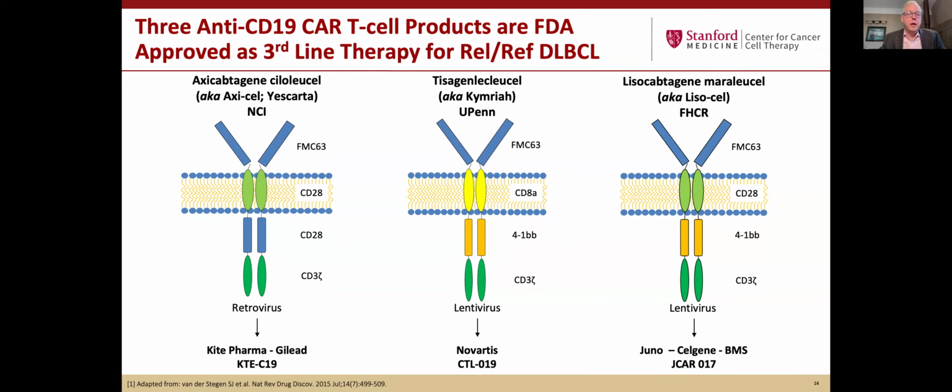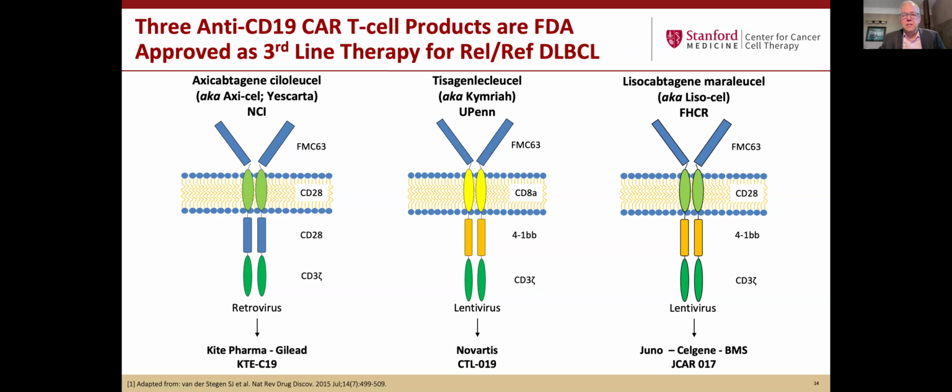Again, this is the summary slide, 3 commercial agents that are available, and they all have a binder, a motor, and they have a T cell activator. I'll point out that the axi-cel on the left uses a CD28, which may be the more robust motor with more rapid acceleration of T cell expansion. And the other 2 agents, tisa-cel and liso-cel, use the 4-1BB, which have a little bit slower acceleration, but a longer persistence.